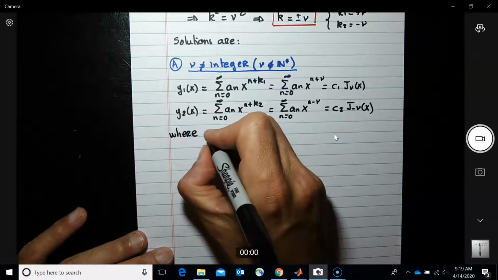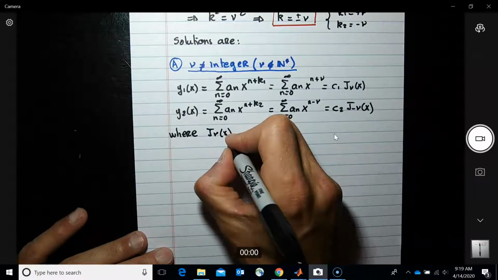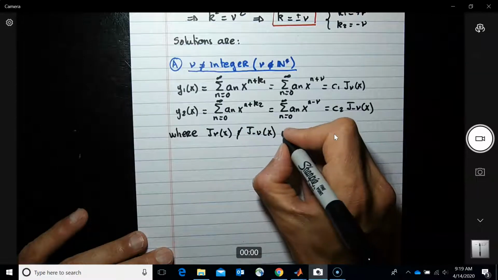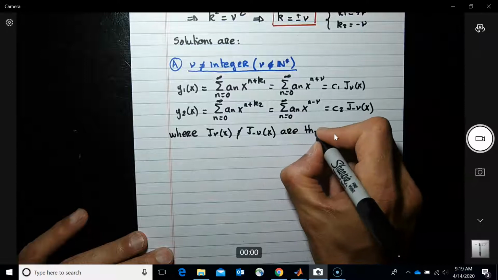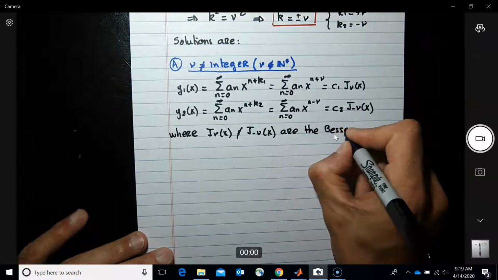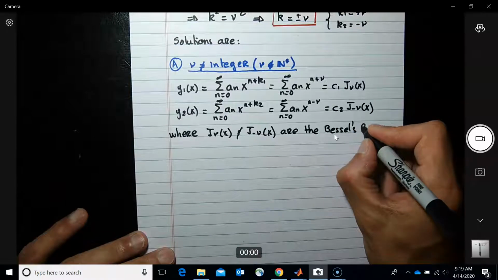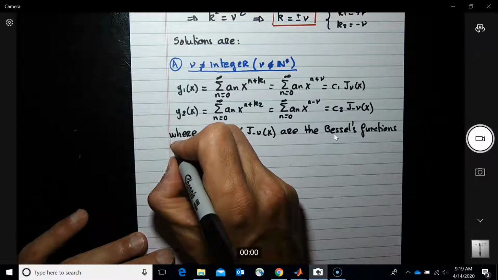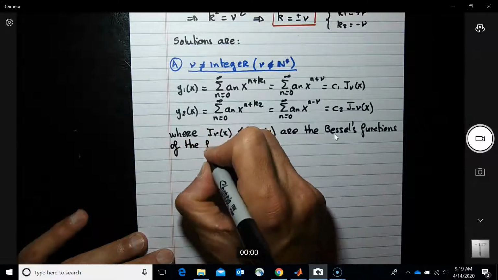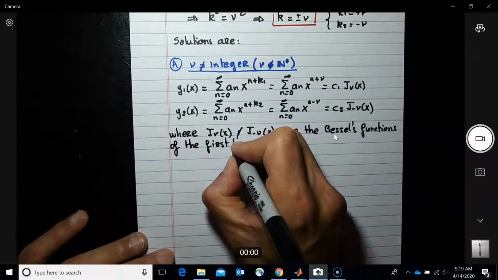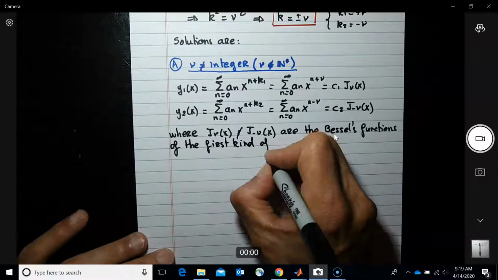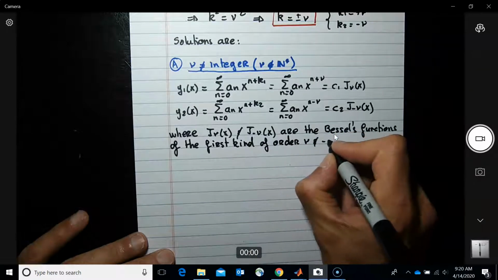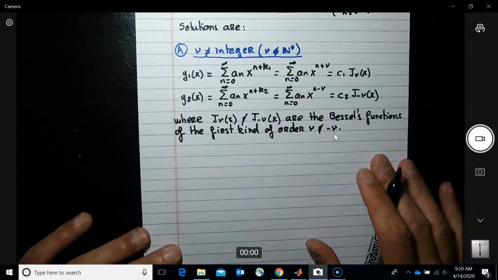Okay, where, as we just mentioned, J sub mu of x and J sub minus mu of x are the Bessel functions of the first kind of order mu and minus mu. Okay.